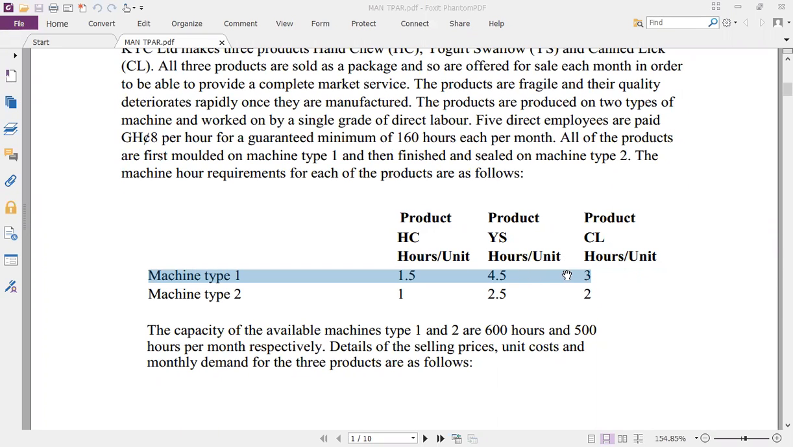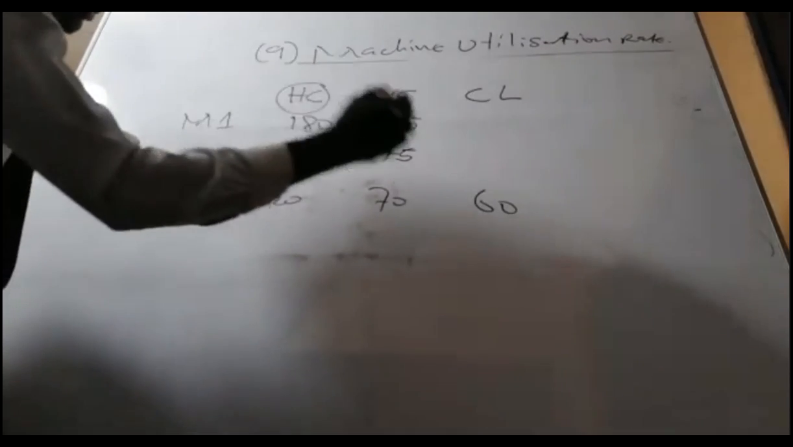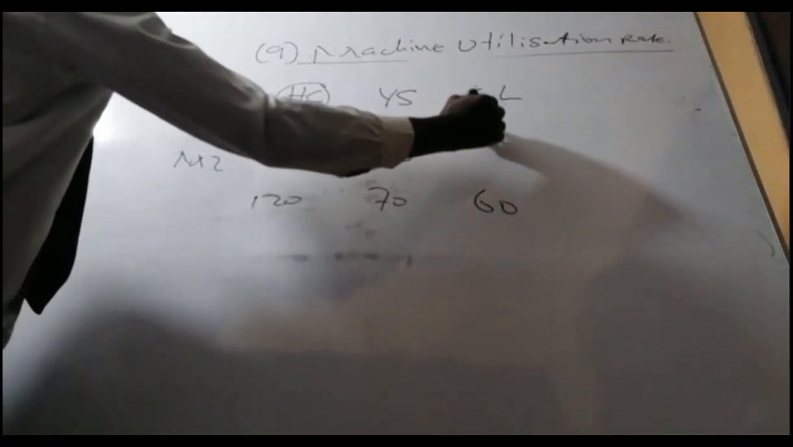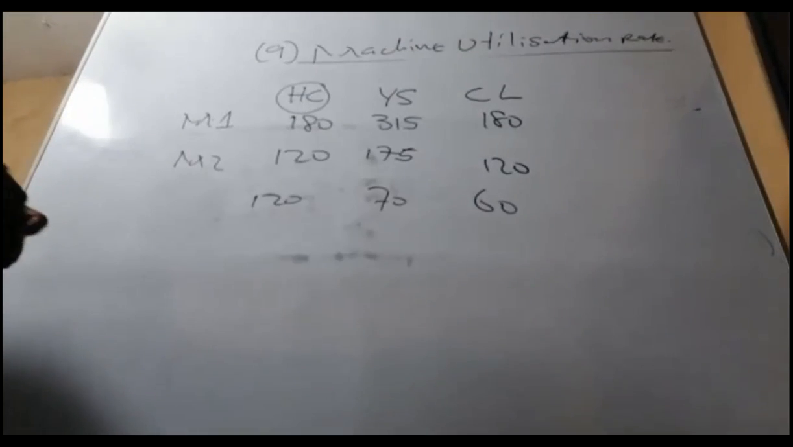Now the next one is what? CL. We need 3 hours and 2 and the demand is 60. So 3 hours and 2. So demand is 60. So 60 by 3 will give us what? 180. 60 by 2 will give us what? 120. Now we are done.